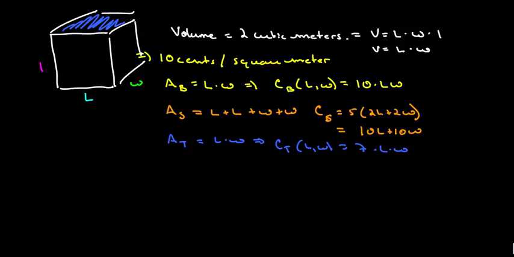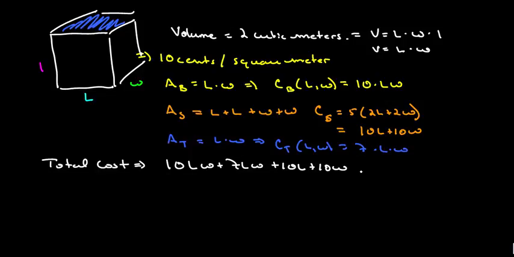So we have a total now. Our total cost is given by each of these cost functions added together. So it's going to be 10LW plus 7LW plus 10L plus 10W. And that is the cost as a function of L and W. But now we can't really play around with that unless we know the relationship between L and W, and we do because of this volume.